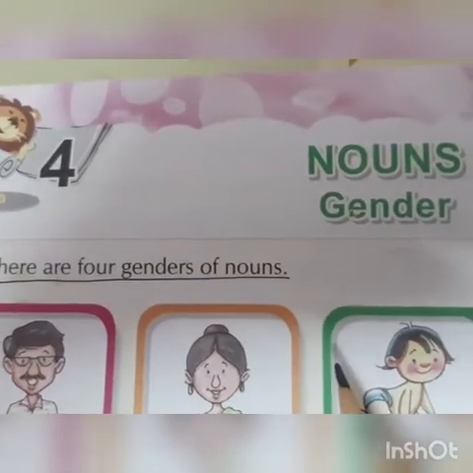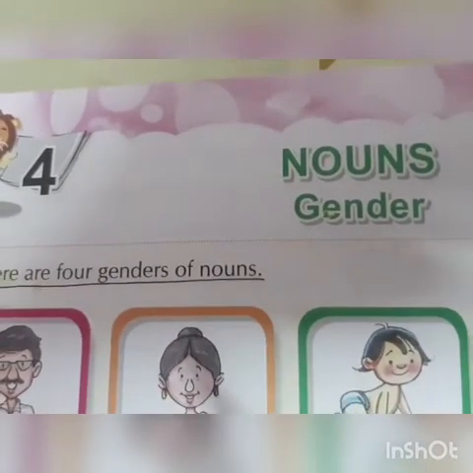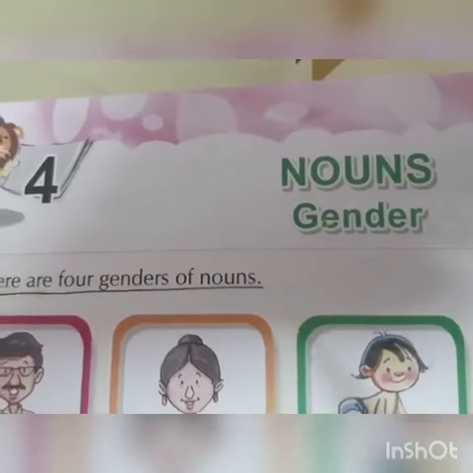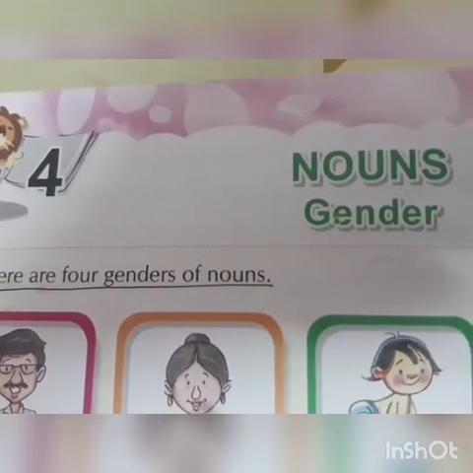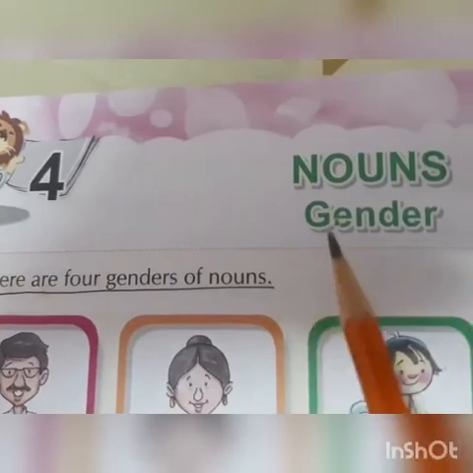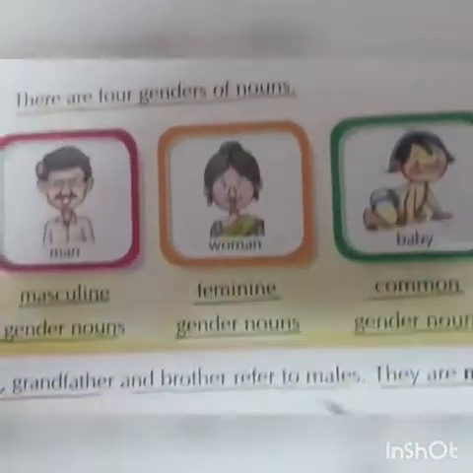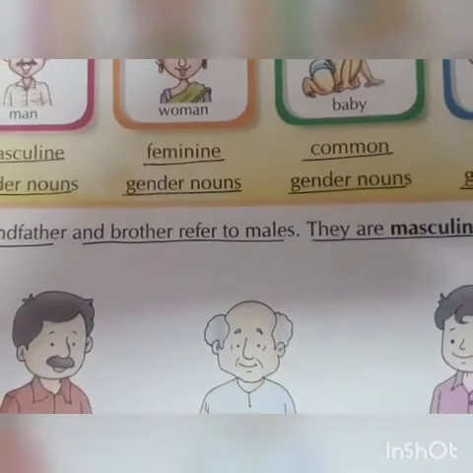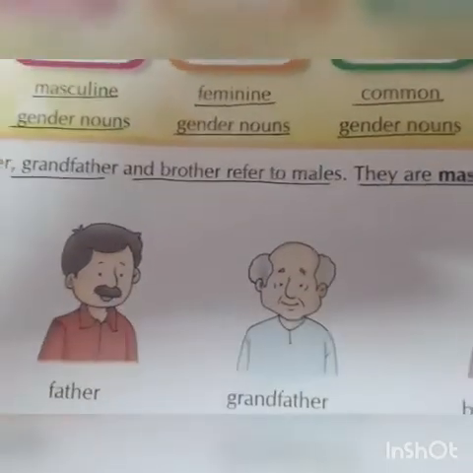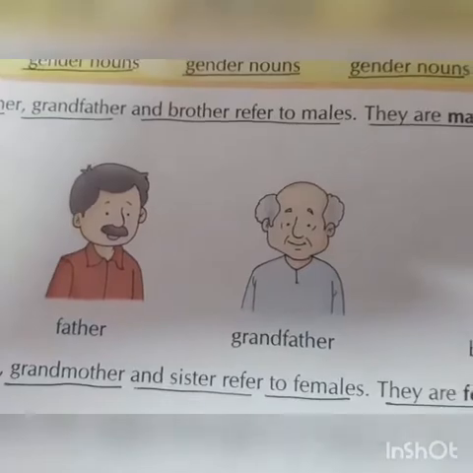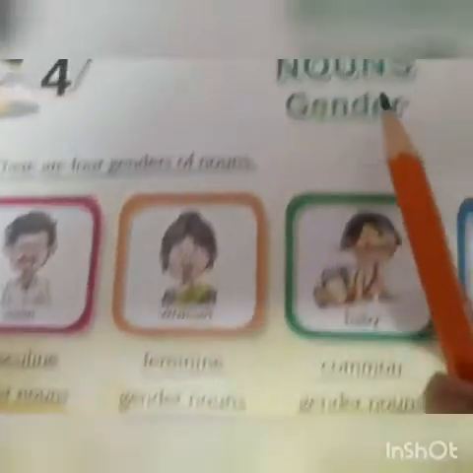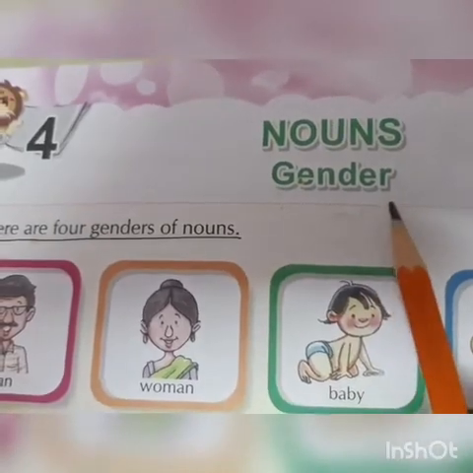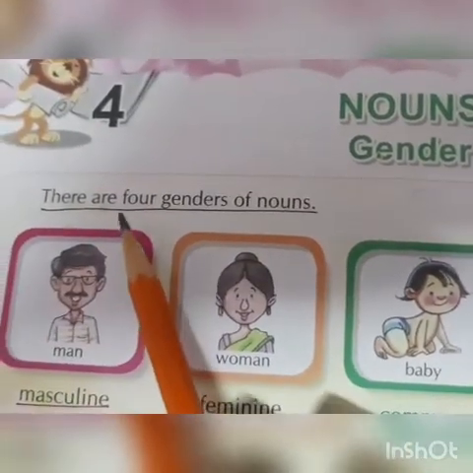Now what is the meaning of male? Male means boy, father, brother, uncle, grandfather. They all come under males. And who are all females? Mom, sister, auntie, queen, grandmother. They all come under females. So the nouns that denote male or female are called gender. Now the male is called the masculine gender.